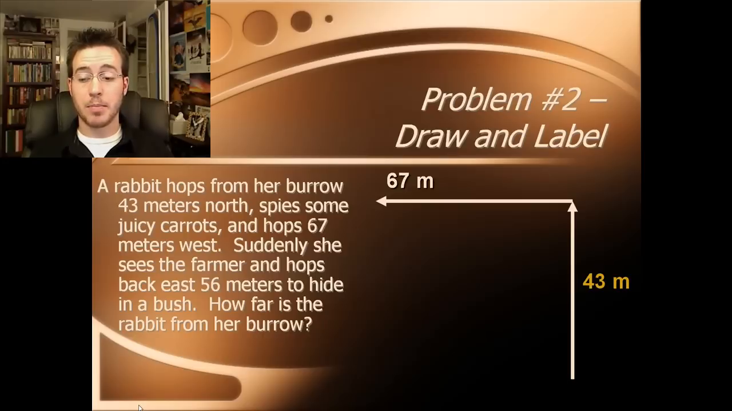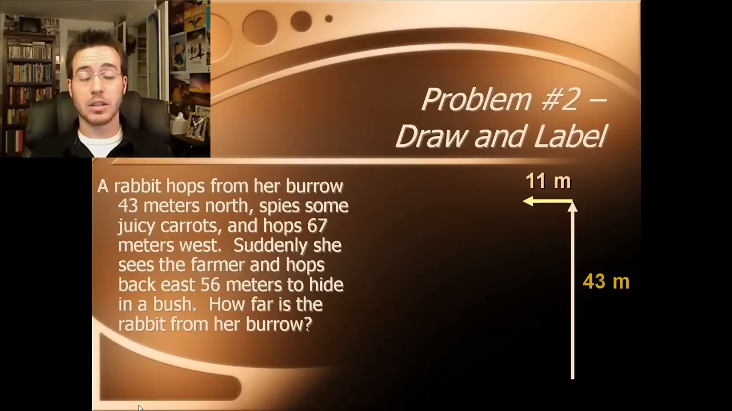Now, when she hops back east 56 meters, I'm going to start at the tip of the last vector and go back east 56 meters. So that means it's going to be negative 56 meters. It'll be really helpful with problems like this if you combine the x and y components first. That'll be the 67 and the 56 meters. Let's add those two together to get that result before we try to do the part that's two dimensions. So that'll give us 11 meters here.